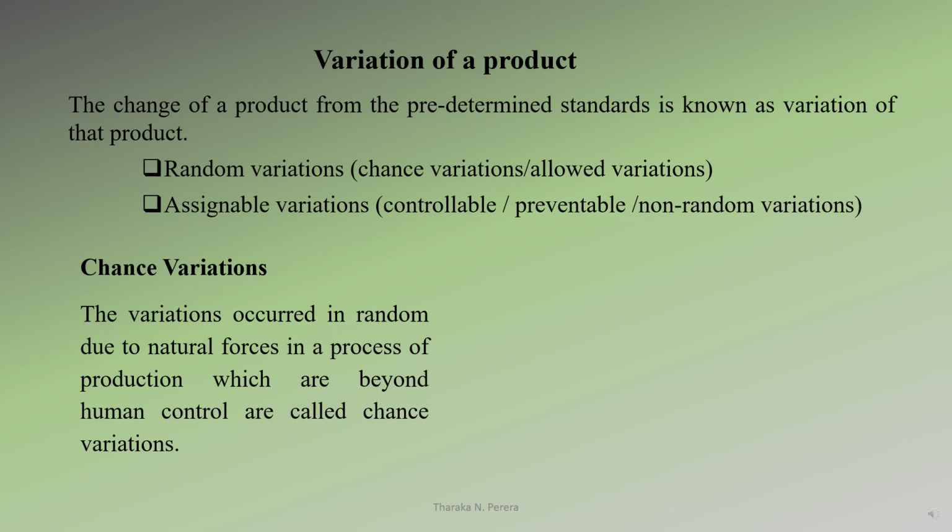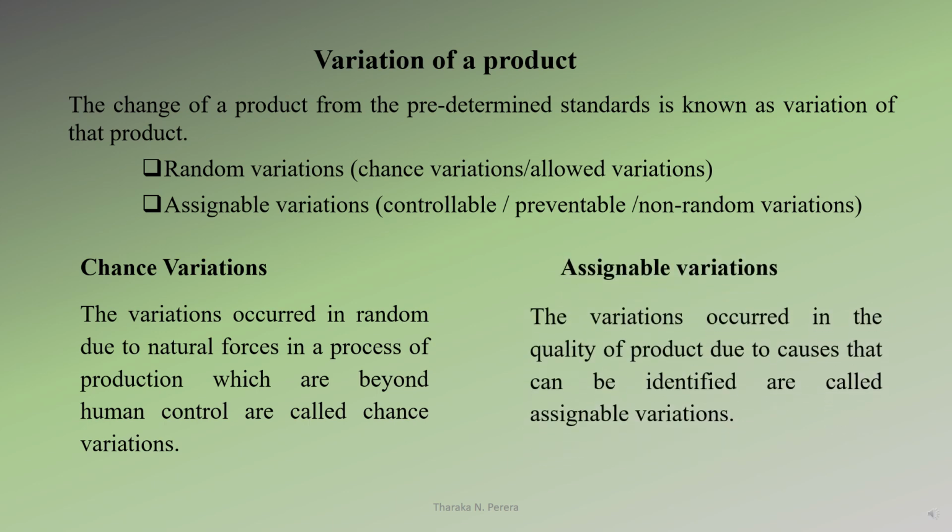And the second variation is assignable variation. The variations that occur in the quality of a product due to causes that can be identified are called assignable variations. So the variations whose errors can be identified and corrected, and until corrected the errors remain in the same stage, are known as assignable variations. There are a lot of causes for assignable variation.